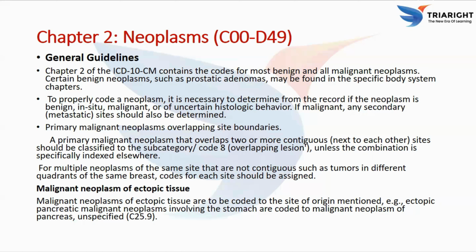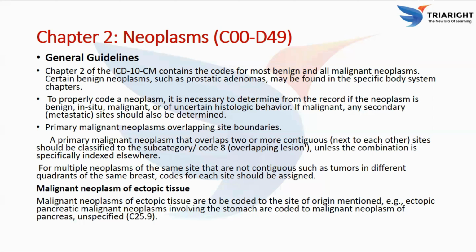For example, ectopic pancreatic cancer involving the stomach: you have to code to the pancreas, not the stomach. C25.9 is assigned for malignant neoplasm of pancreas, unspecified. You always code where the tissue belongs, not where it is located. The fifth guideline is to use the neoplasm table first. Always start with the neoplasm table in the alphabetic index, then verify in the tabular list. Never code neoplasms directly from the tabular list.